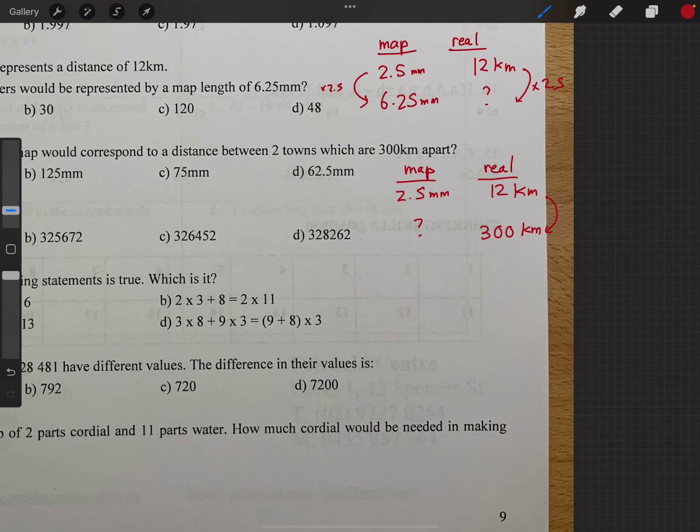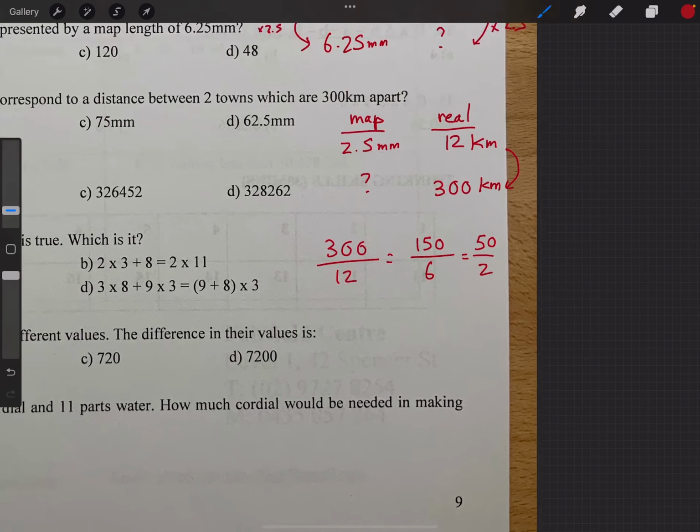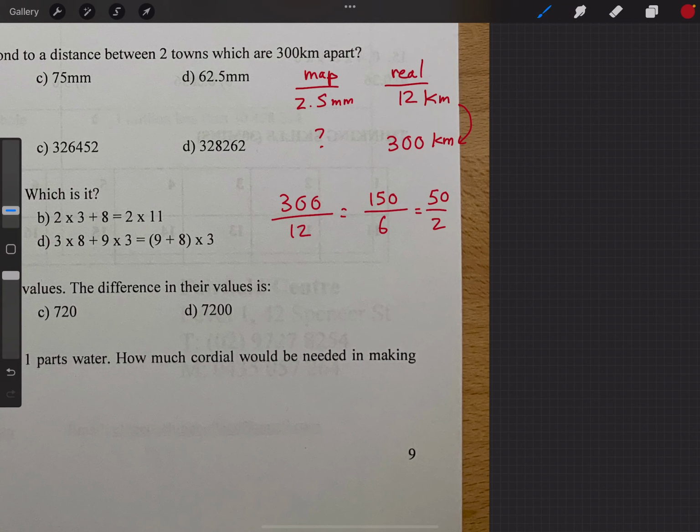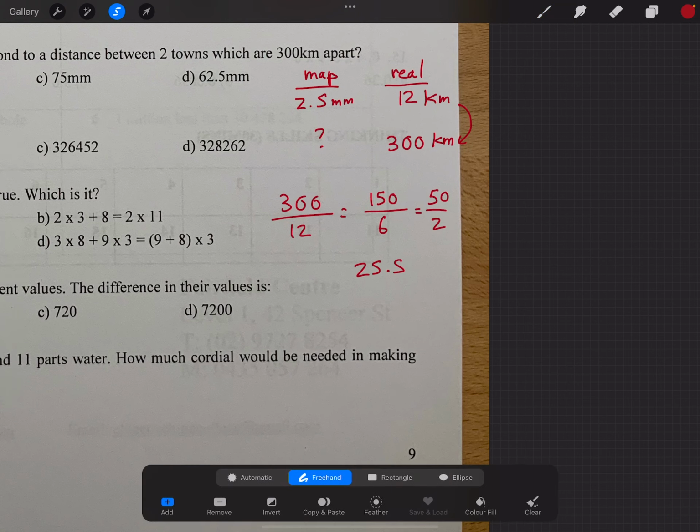So let's see. 12 times what is 300? So take 300 and divide it by 12. Put it over 12. Let's divide top and bottom by 2. You get 150 over 6. Let's divide that by 3. You get 50 over 2. We're simplifying this fraction, okay? So what's 50 divided by 2? That's 25. That means that... how do I put this somewhere? What that means is this.